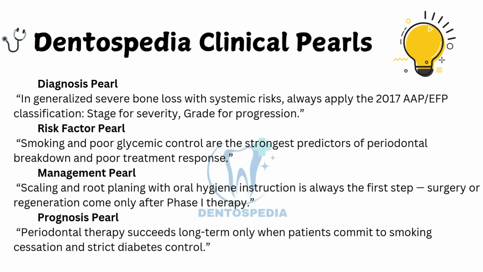Let's wrap up with some quick Dentospedia clinical pearls. First, always use the 2017 AAP-EFP classification to stage severity and grade progression in periodontitis cases. Second, remember that smoking and poor glycemic control are the strongest risk factors for rapid breakdown. Third, scaling and root planing with oral hygiene instruction is always the essential first step before considering surgery. And finally, long-term success depends on systemic control. Without quitting smoking and managing diabetes, no periodontal therapy will truly last.